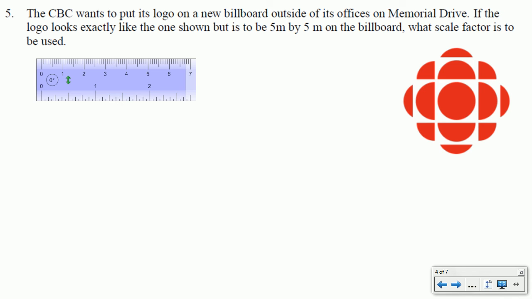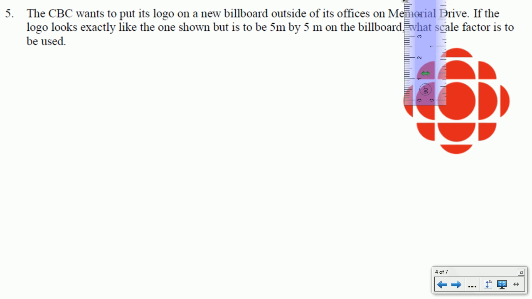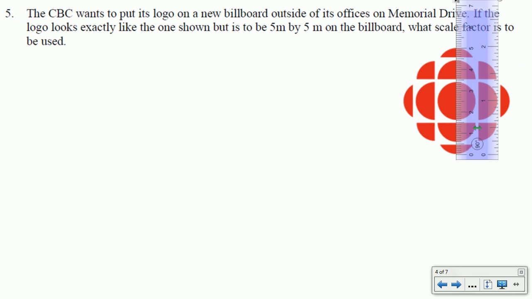In question number 5, the CBC wants to put its logo on a new billboard outside its offices on Memorial Drive. If the logo looks exactly like the one shown, but is to be 5 meters by 5 meters on the billboard, what scale factor is to be used? According to my measurement on the page, the logo is 5 centimeters wide by 5 centimeters long. So again, scale factor is given by model divided by original. And if we call this the original, then the model would be on the billboard.